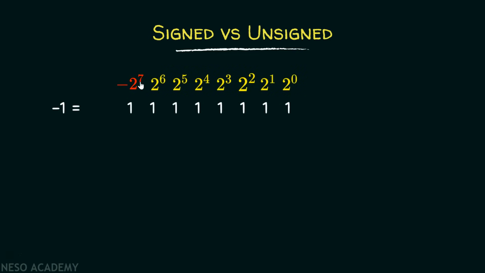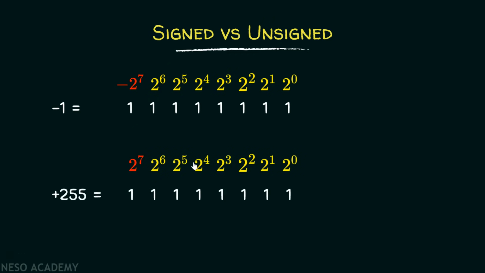This is minus 128, and the rest of the numbers, if I add them together, would be plus 127. Minus 128 plus 127 is equal to minus 1. Therefore, we need to set all values to 1. If we want to represent plus 255, then we have to set all these values to 1 similarly, but the only difference, as you can see, is this place value. That is why we are getting two different values with the same binary representations.